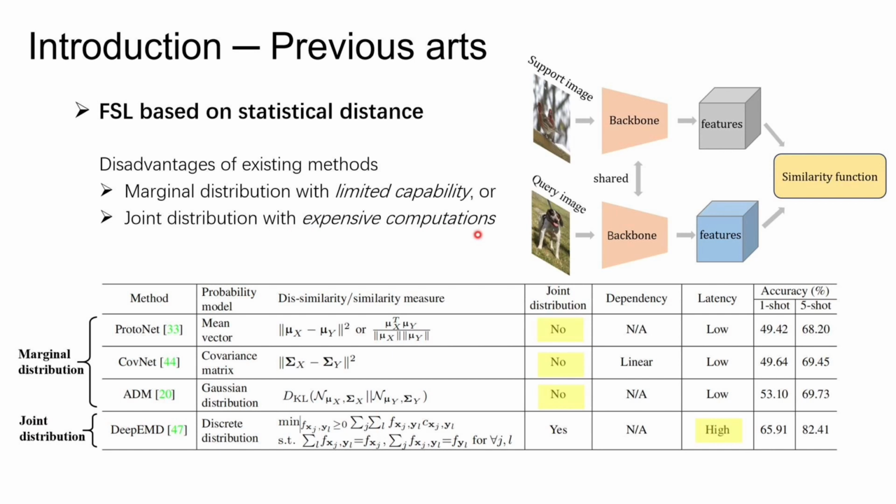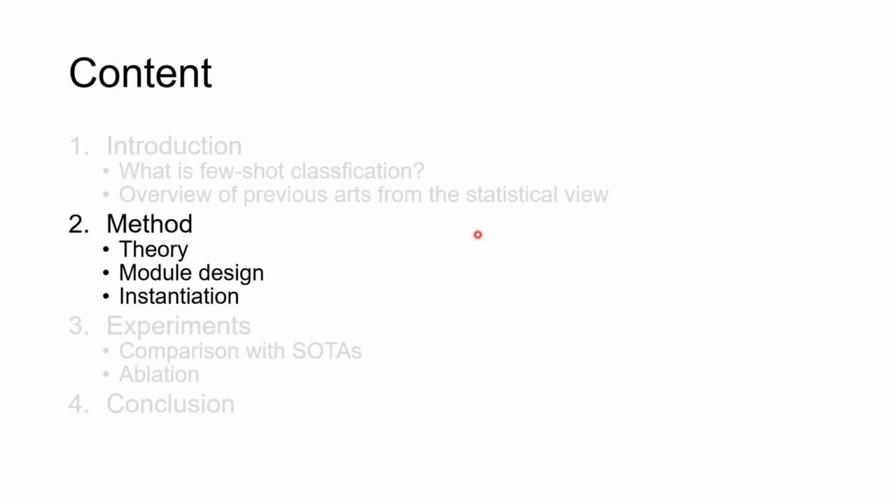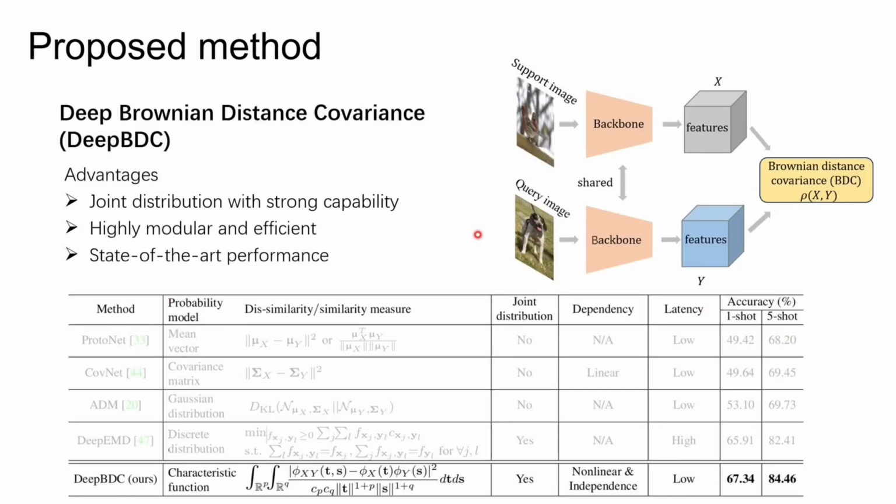However, they are all marginal distributions with limited compatibility. DeepEMD suffers heavy computational cost, though it exploits joint distribution and achieves competitive performance. This is an overview comparison. Our DeepBDC uses the joint characteristic function as a probability model, which has joint compatibility. We implement the DeepBDC as a highly modular and efficient layer, and achieve new state-of-the-art performance.